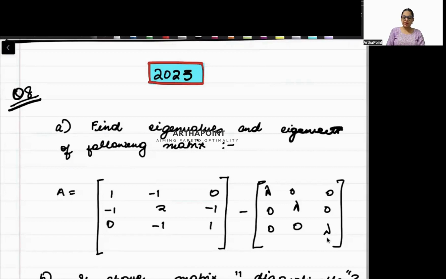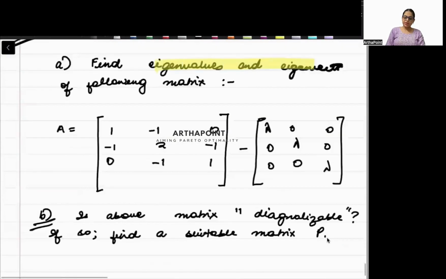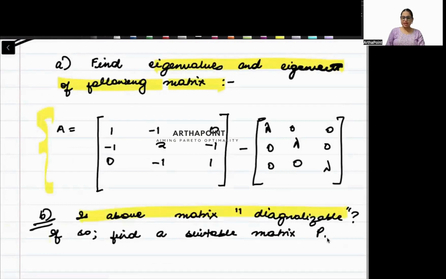This is 2023 question number 8. Let us try to go ahead and see what this question is saying. It says find eigenvalue and eigenvector of the following matrix. Is the above matrix diagonalizable? If so, find a suitable matrix P.